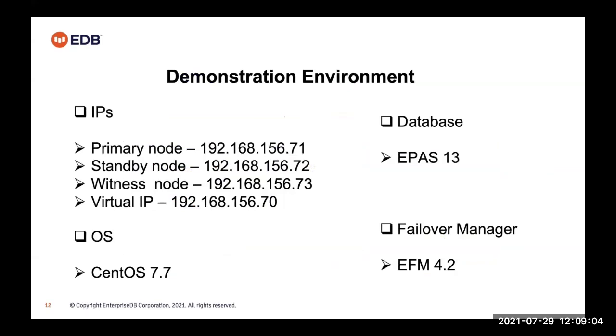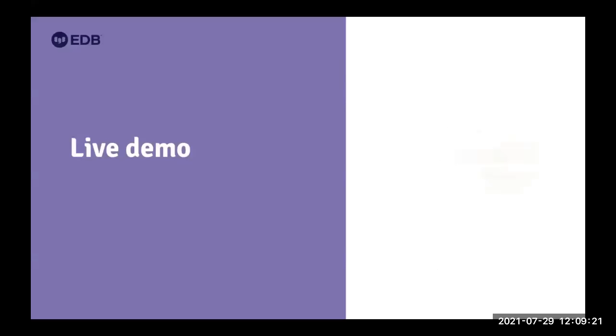For this demo, I am using one primary node, one standby node, one witness node, and a virtual IP. CentOS 7.7 is used as the OS platform, EPAS 13 as the database server, and EDB Failover Manager 4.2. Now let's begin with the live demo of installation and configuration of EPAS, streaming replication, and EFM.